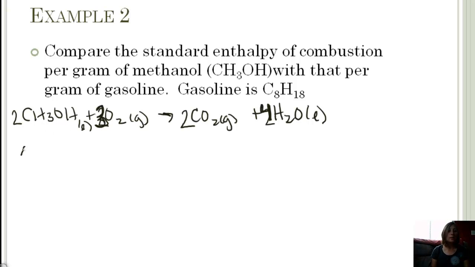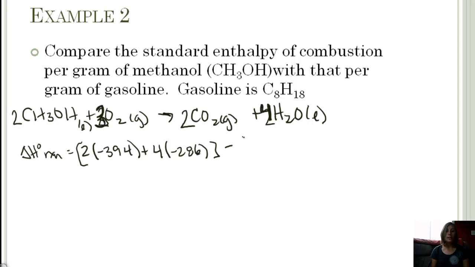Okay, now it's the same process. So delta H of the reaction is equal to products minus reactants. So 2 times our heat of formation for carbon dioxide, plus 4 times the heat of formation for liquid water. And then all of that minus my reactants, which is 2 times my liquid methanol, which is negative 239, and then 3 oxygen in its standard state as an element, so it becomes 0.